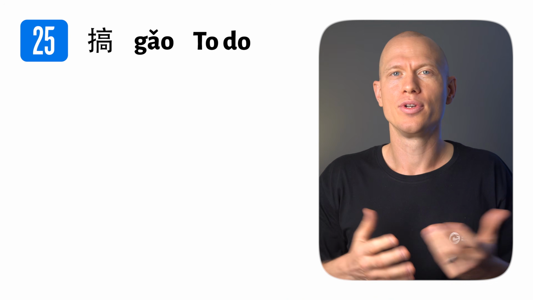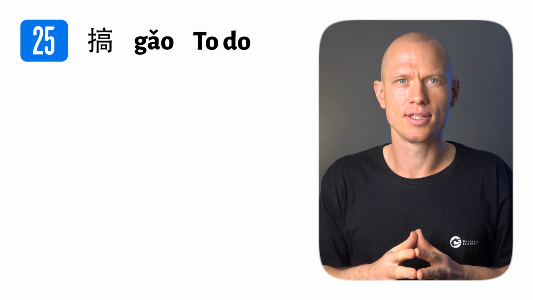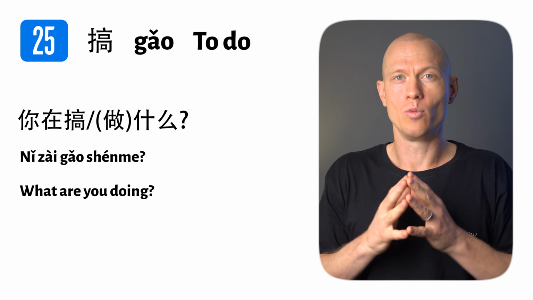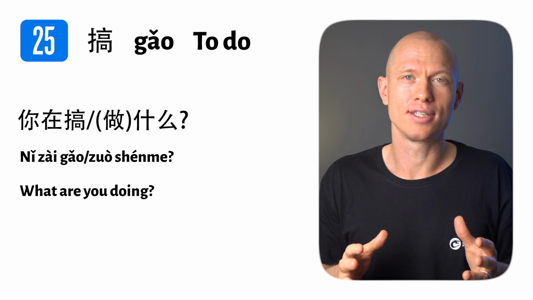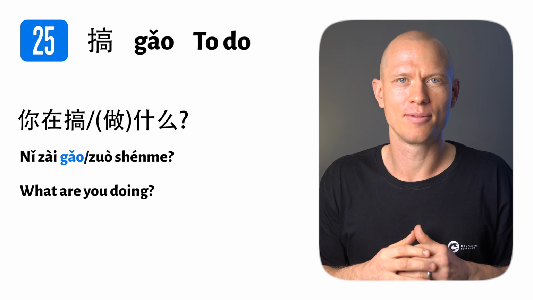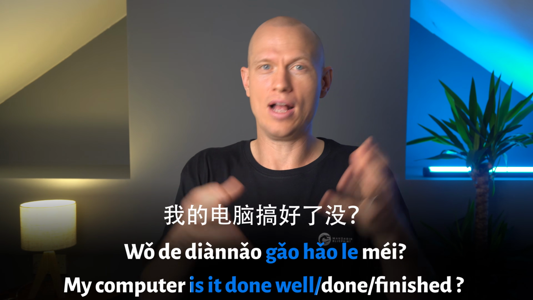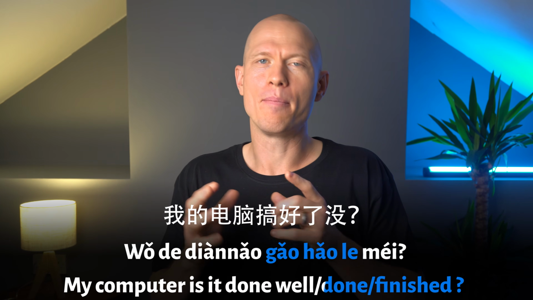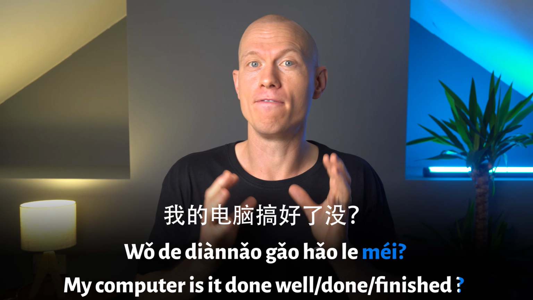Next is 搞, and it's a very broad sort of casual word that is to do. And it's often paired up with other verbs or adjectives to make new casual sounding words. So for example, just the straight up, what are you doing? 你在搞什么? You could also say 你在做什么? That's another way of saying what are you doing? But 搞 is kind of like a more casual way of saying it. 我的电脑搞好了吗? Like, has it been done well? Is it done, finished now? That 吗 is just another way of saying a question mark in Chinese, and it's also very, very casual.